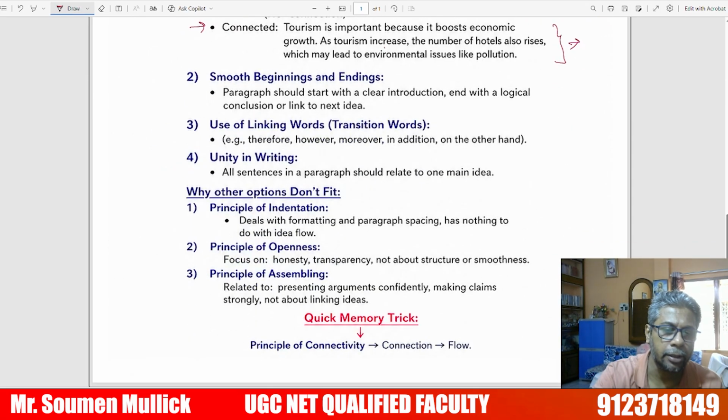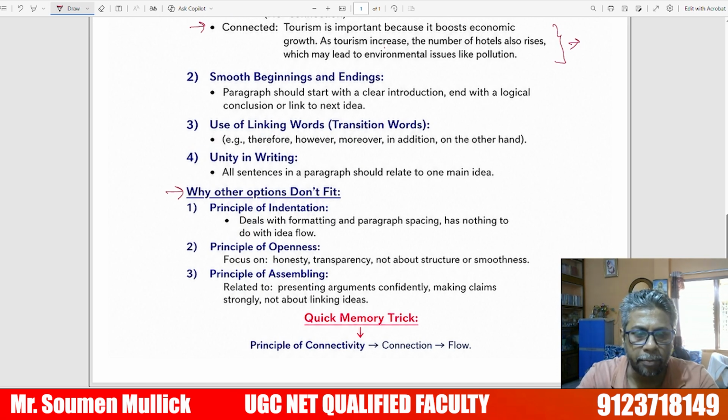Why do the other options not fit? This is a very important point. First, the principle of indentation. What do you mean by principle of indentation? It deals with formatting and paragraph spacing. Indentation means formatting and paragraph spacing. It has nothing to do with the flow of ideas. That is the principle of indentation.